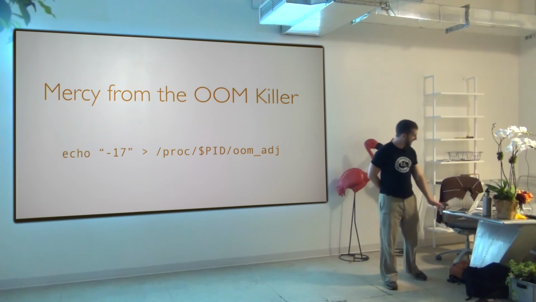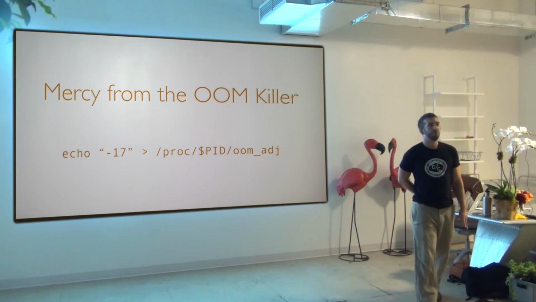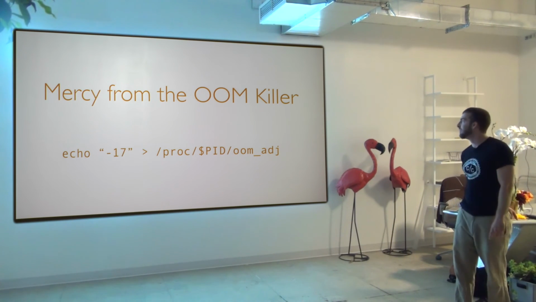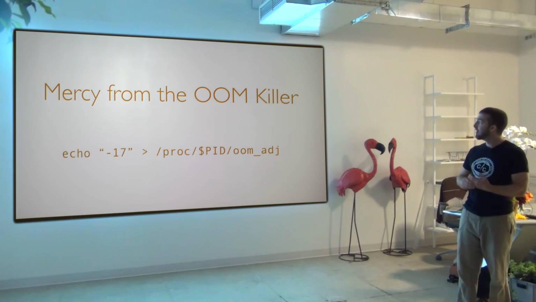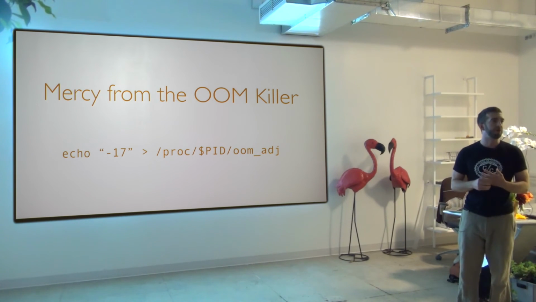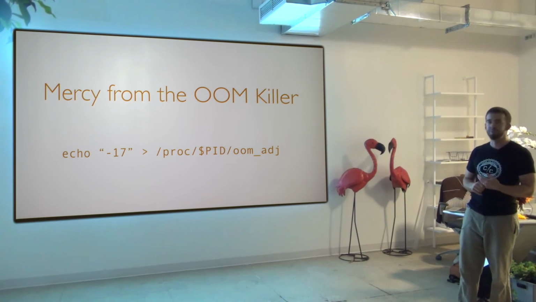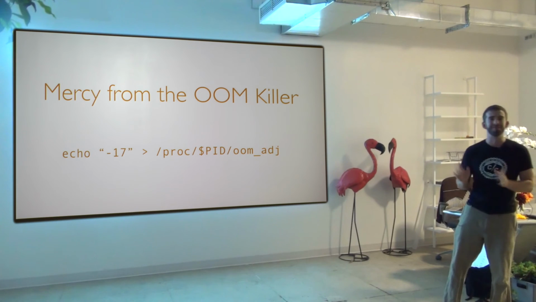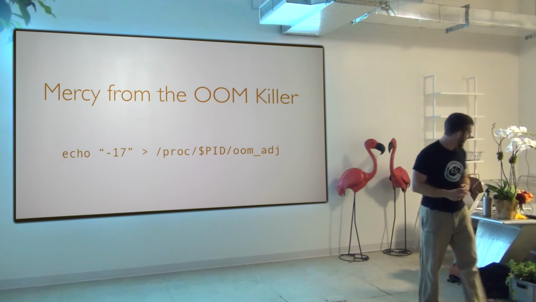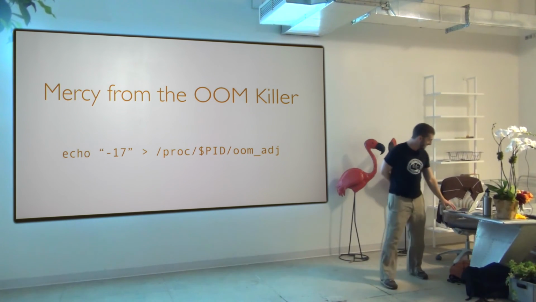And then finally, if things get really bad, you don't want Linux to kill your process because it's out of memory. You could basically ask for mercy from Linux's out-of-memory killer and give it this magic -17 in /proc/<pid>/oom_adj, and that will basically tell it to leave me alone, find someone else to kill. So that's kind of neat.